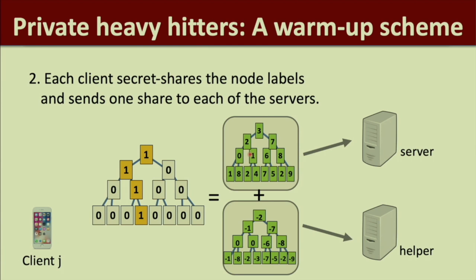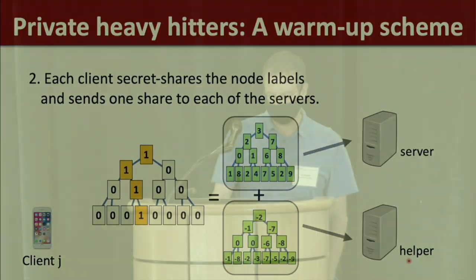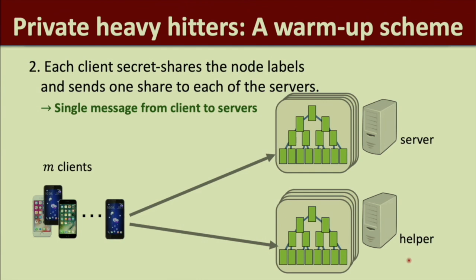Right, so we're going to send 1 random tree to the server and 1 random tree to the helper. The server and the helper by themselves learn nothing at all about our home pages. Okay, that's how we share this data. And then we're going to do this again and again and again. Every client is going to send these 2 shares of the tree. Let's say there are M clients, so now we have M shares of the tree.